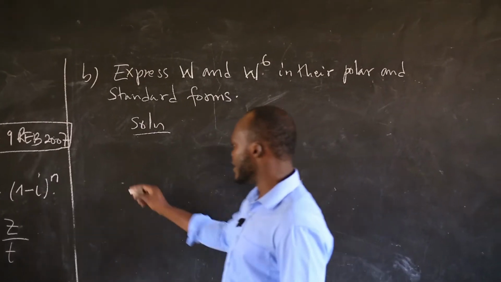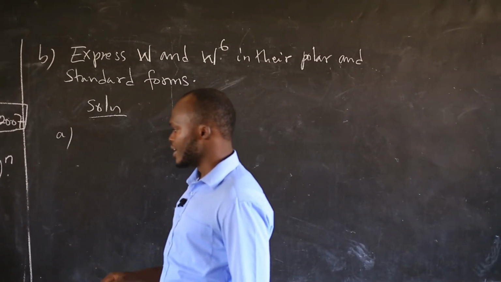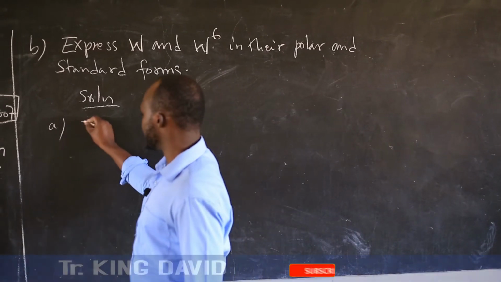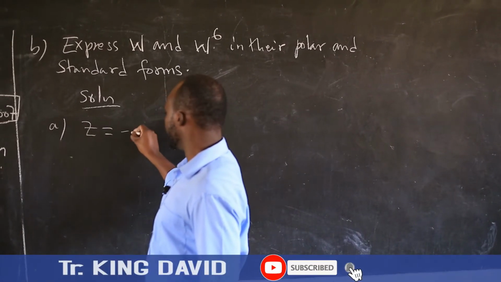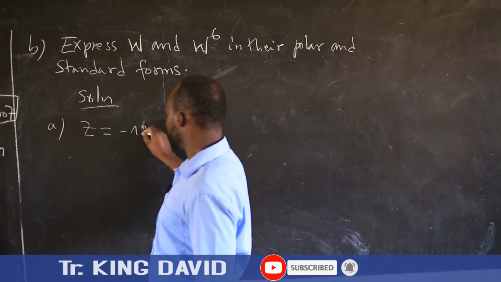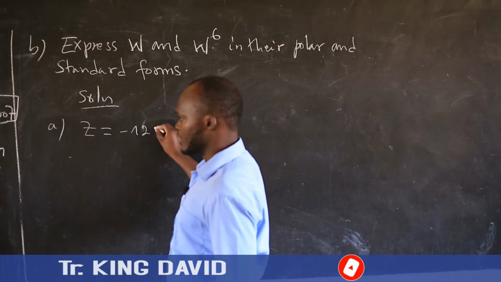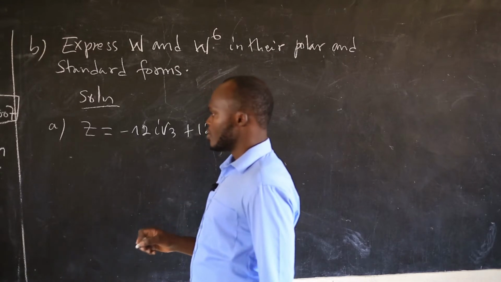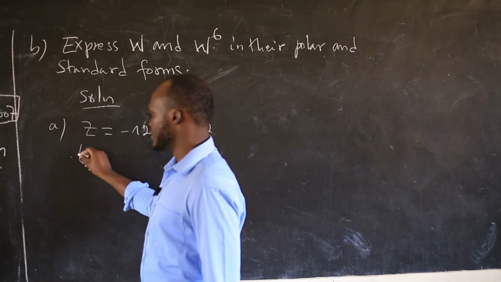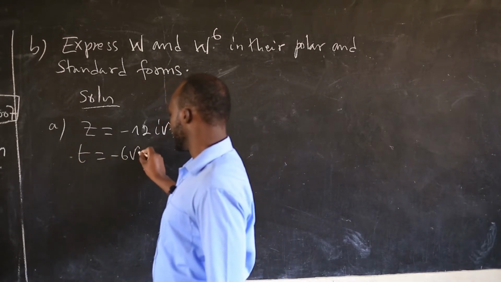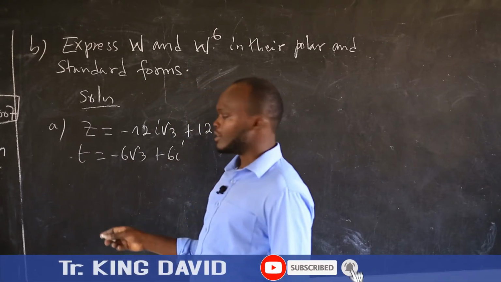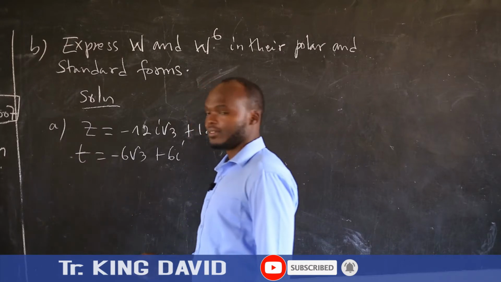Then b is saying express w and w power 6 in their polar and standard forms. So let us start with a. A is saying to find the modulus and argument of z and t. So what is z? z is negative 12i root 3 plus 12. What is t? t is negative 6 root 3 plus 6i. So we're going to find the modulus and argument of those.